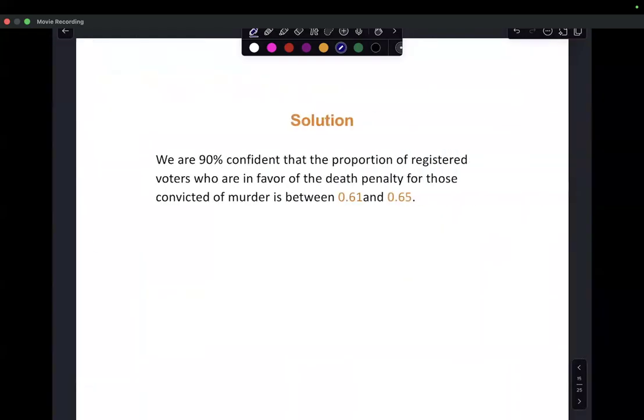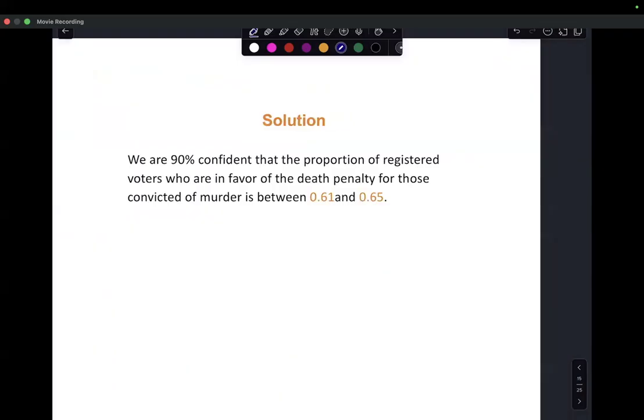But here's the conclusion. The conclusion is the important part right here. This is basically the same thing. We are 90% confident the proportion of registered voters who are in favor of the death penalty for those convicted of murder is between 61 and 65%. I know this is a lot of words, but this is what conclusions look like. This is basically what we're expecting. All right, ready to move on to another one?